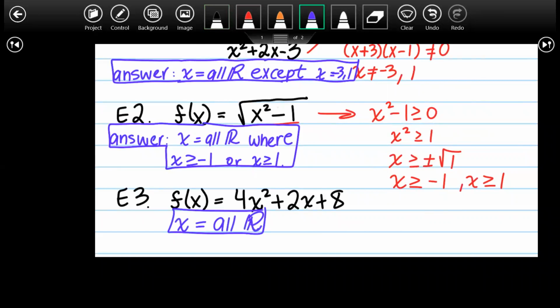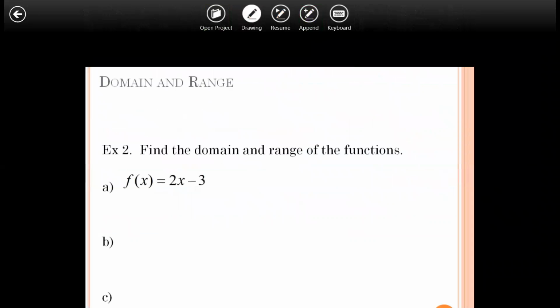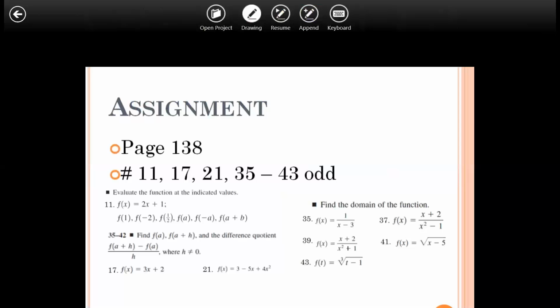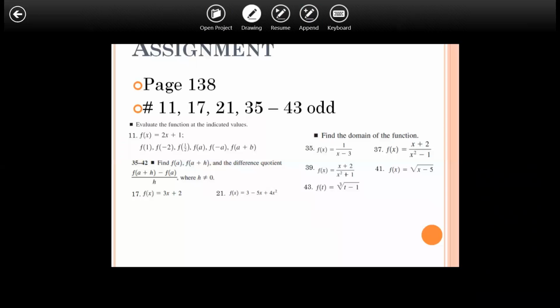Here's your homework. That's not it. Oh, sorry. It's just the last part from yesterday. Take a picture of it as you guys get up. Find the domain of those 5, which is 35 through 43. We did already the first part. Bye, you guys.